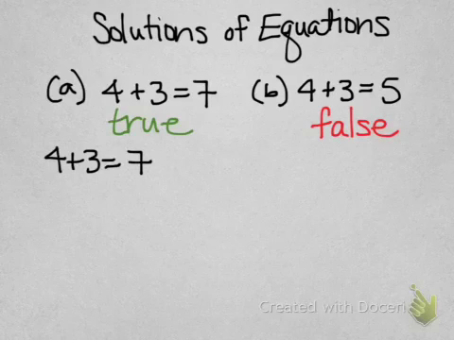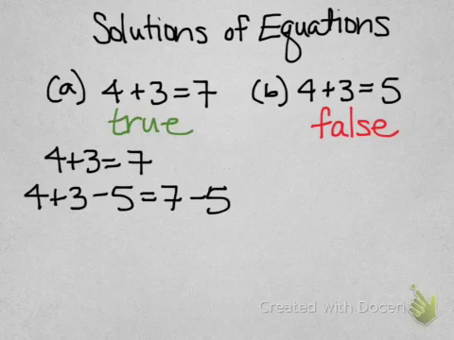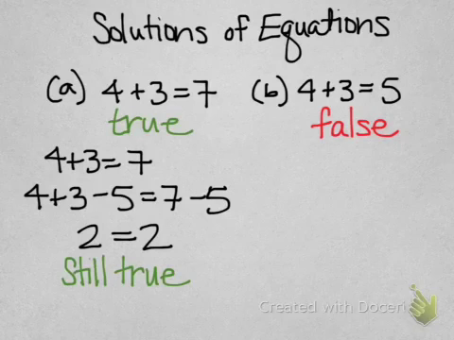So we have 4 plus 3 is 7. If I add a negative 5, or subtract 5, from both sides, I end up with 4 plus 3 minus 5 is 2, and 7 minus 5 is 2. So 2 equals 2. That is still a true statement. So even though I subtracted 5 from both sides, I still get a true statement.